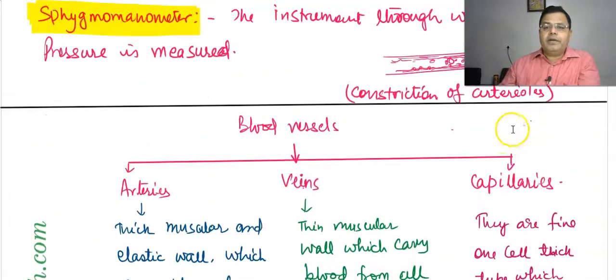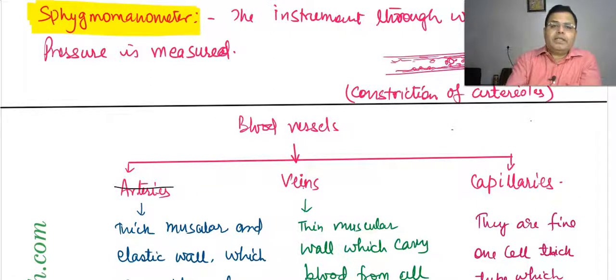Blood vessels are of three types. One is called arteries, another is called veins, and the third one is called capillaries.